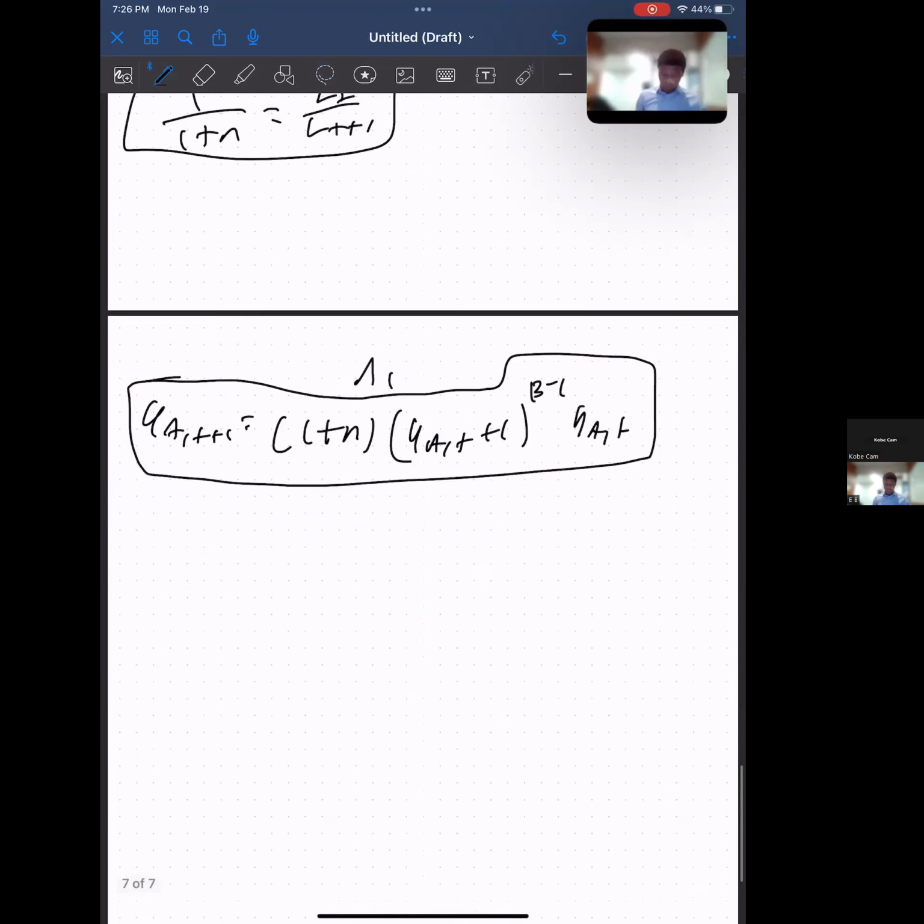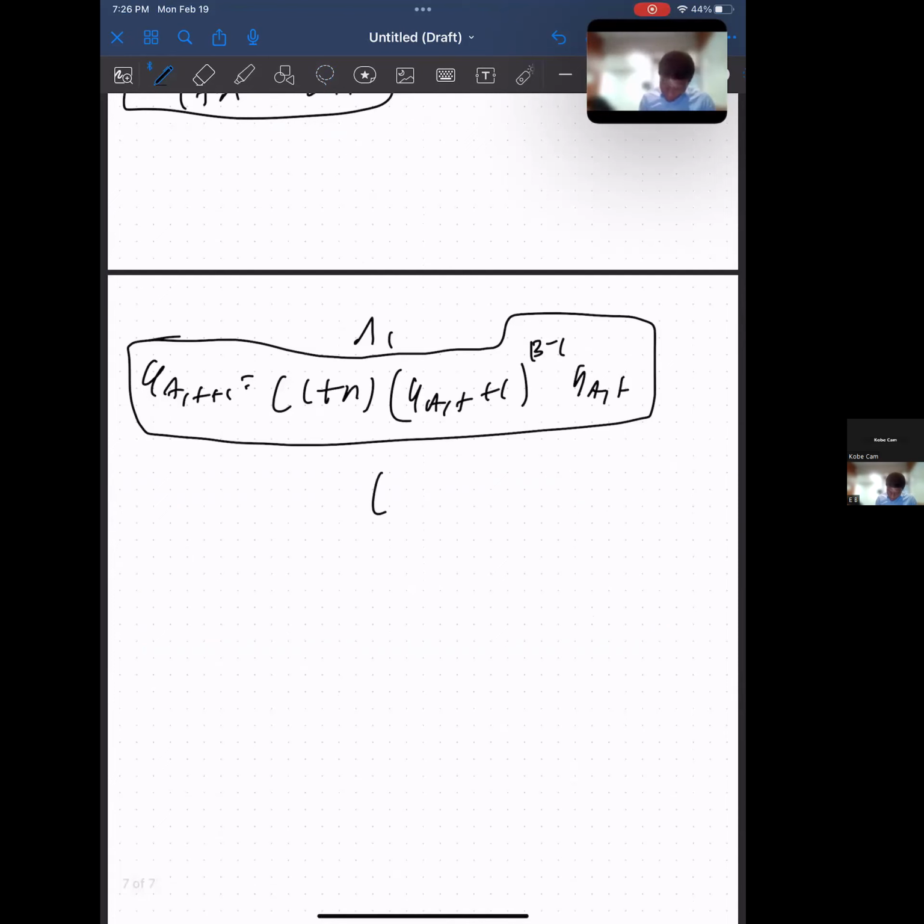Well, if that's the case, then we would have GAT plus 1, 3 minus 1, GAT 1 plus n, right? So now this is just GAT plus 1 squared, GAT. So notice, you don't even have to do the distribution.